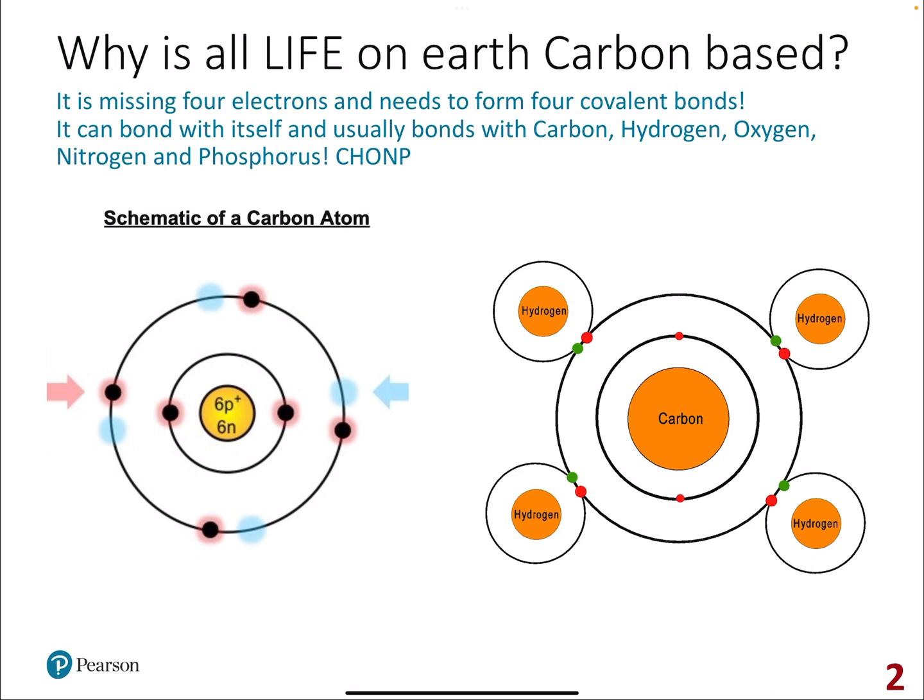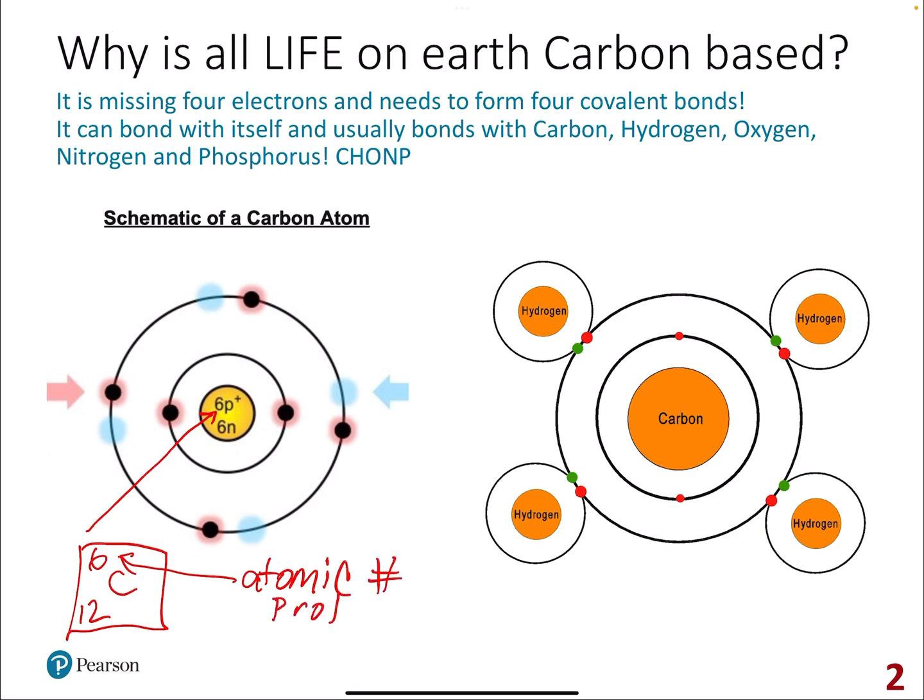Why is it that life on Earth is carbon-based? It's really shown in this picture. On the left, it's a schematic of a carbon atom. Look, carbon has 6 protons and 6 neutrons inside of its nucleus. What is the atomic number and also the mass number? The number at the top of the box for carbon is 6. The number at the bottom is 12. This number here is the atomic number. The atomic number shows the number of protons.